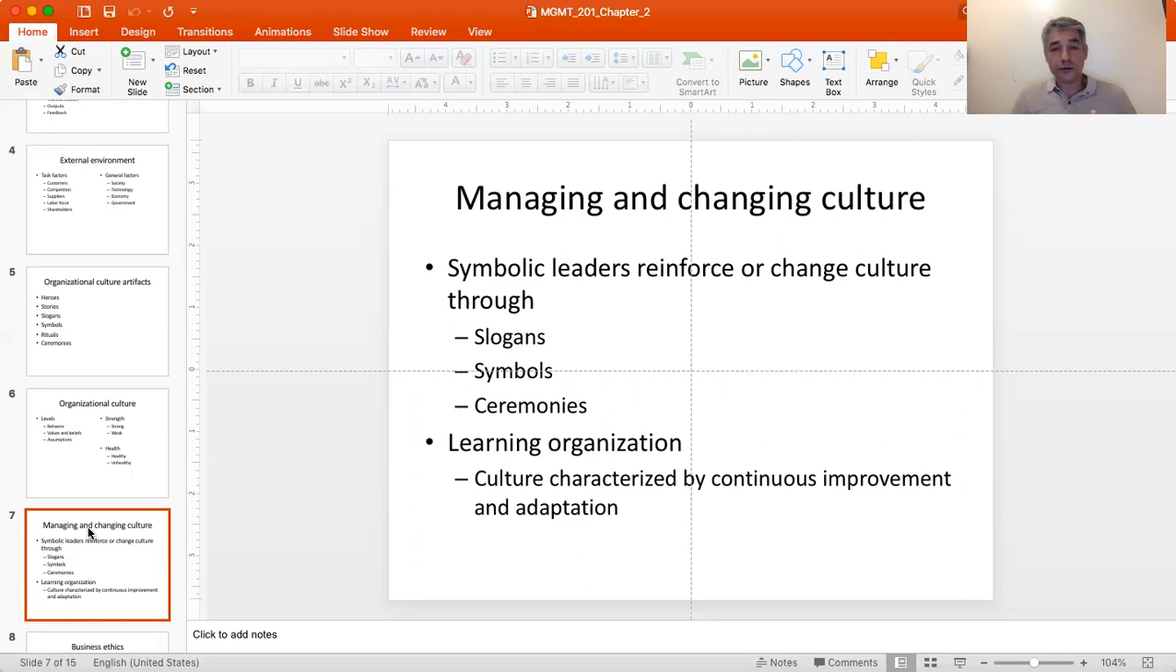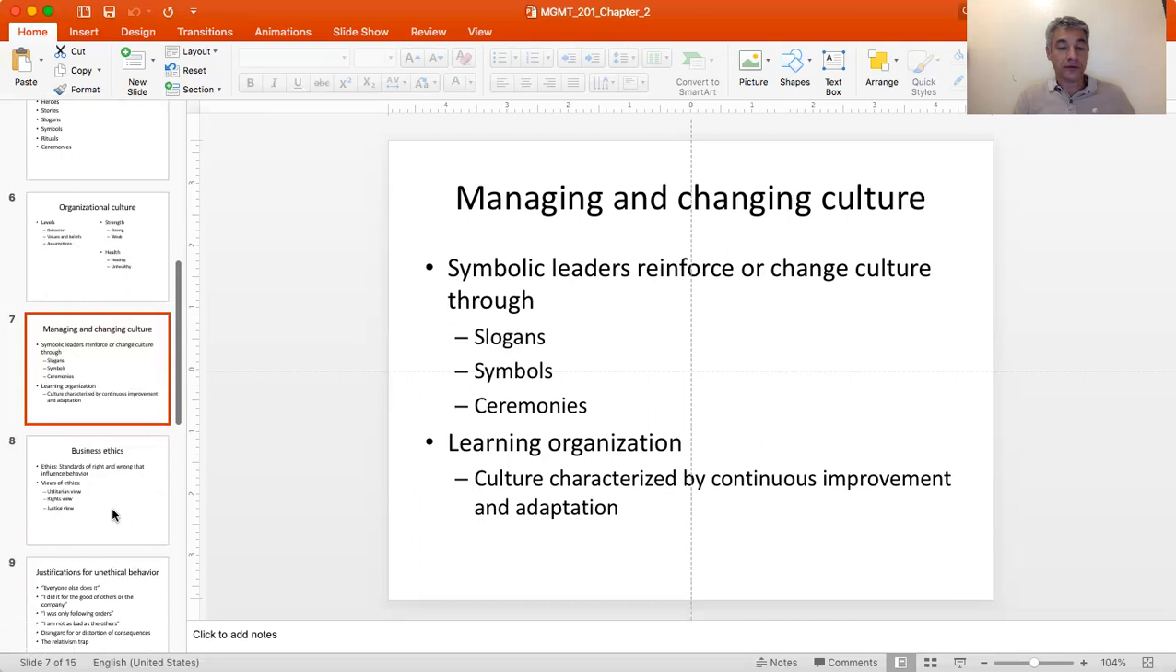Now, there are certain organizations that are called learning organizations that make it part of their culture to continuously improve and adapt to changing environmental trends. So if there's anything you want to embed in your culture, it is this readiness to change. It's building the willingness to change, if you will, and that is very essential.